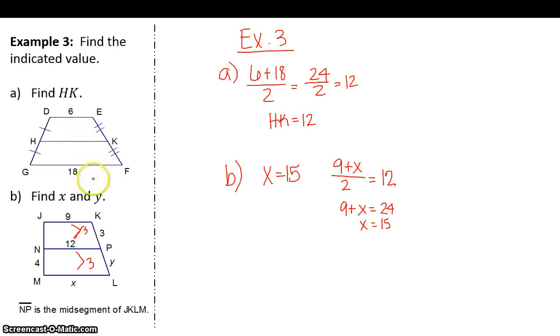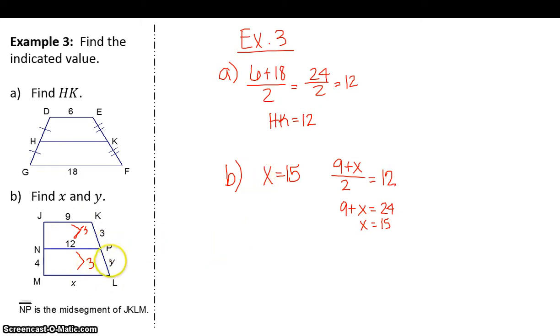But if you understand what you're doing when you're averaging something, you're getting the same distance from this point to this point and this point to this point. So 12 minus 9 was 3, so from 9 to 12 I added 3, so from 12 up I would have to add 3 again and get 15.